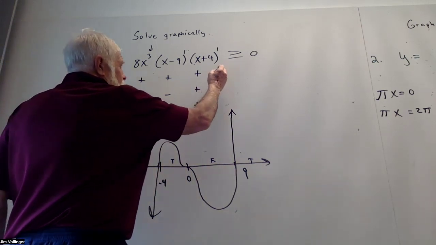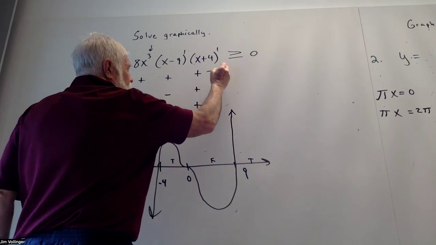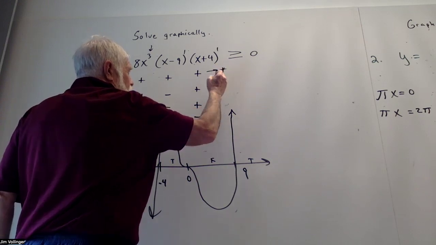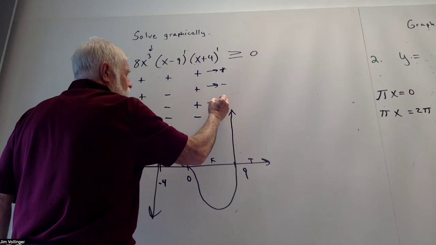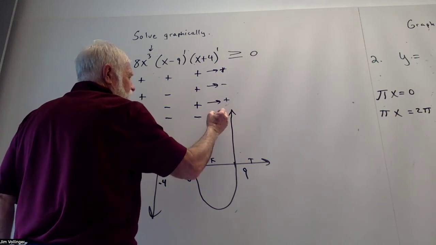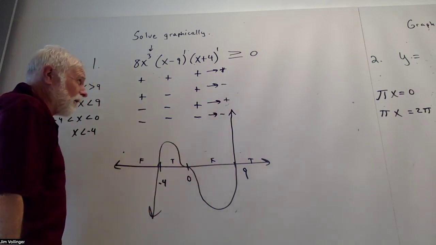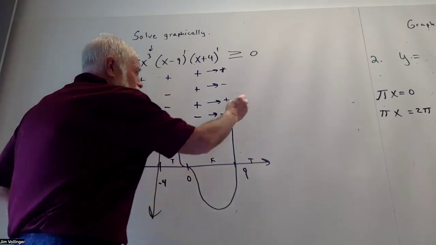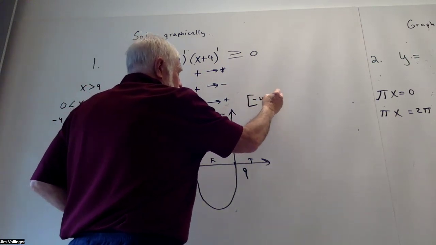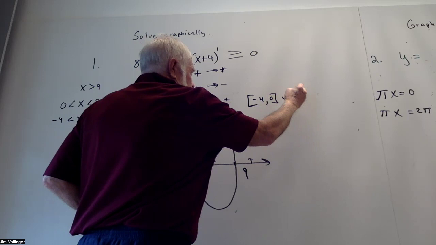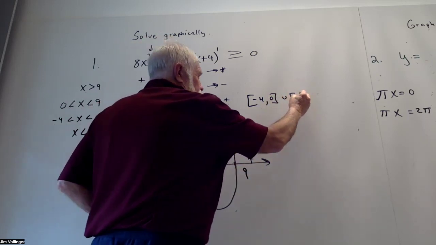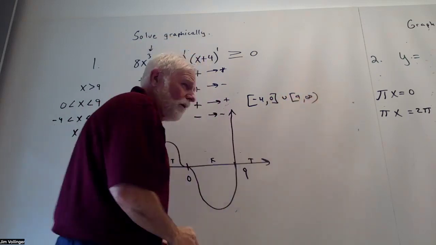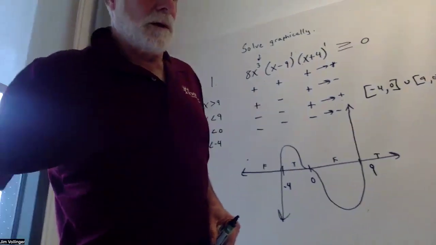And we can see that in the sign multiplications. We have a positive answer there. This one becomes negative. This one becomes positive again. This one becomes negative. We can see that play out. So -4 to 0, union 9 to infinity. Hopefully you get a little better at that.